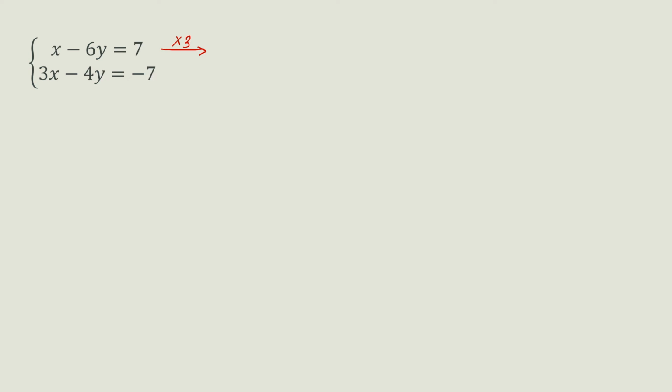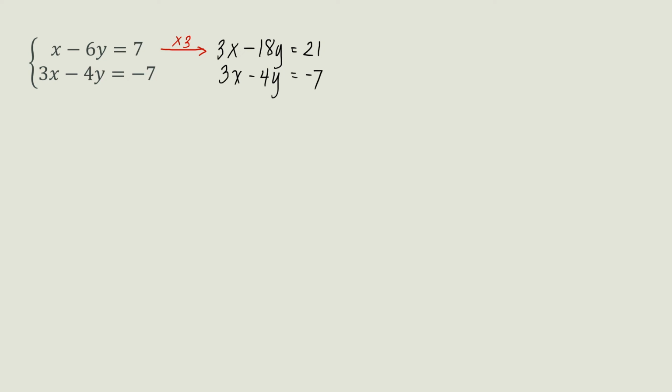Your new equation will be 3 times x, so that's 3x, minus 6y times 3, that's 18y, and then 7 times 3 is 21. Let's just copy the second equation. We don't need to change anything there. So you have 3x minus 4y is equal to -7. Now we have 3 as the coefficient of x in both equations.